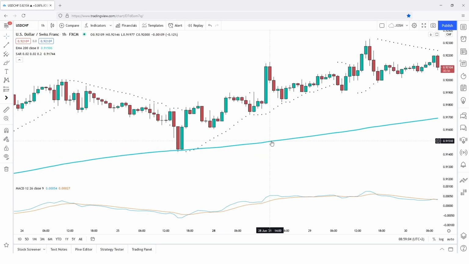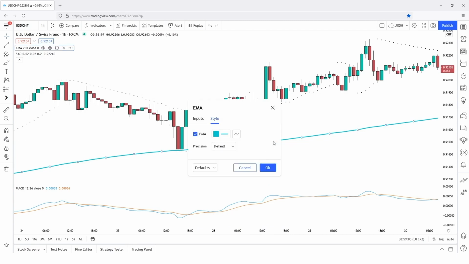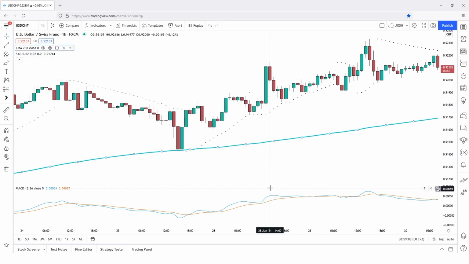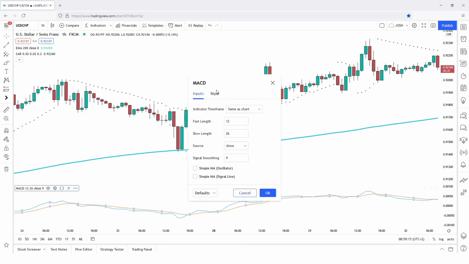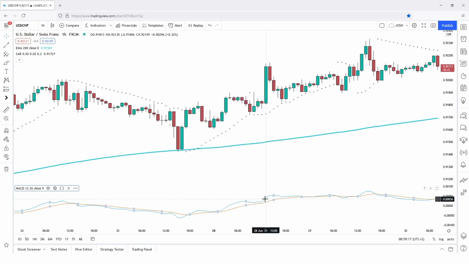First of all, we have our 200 EMA. Then we have the Parabolic SAR on the standard settings. And we have the MACD on standard settings as well. How do we enter and exit trades?